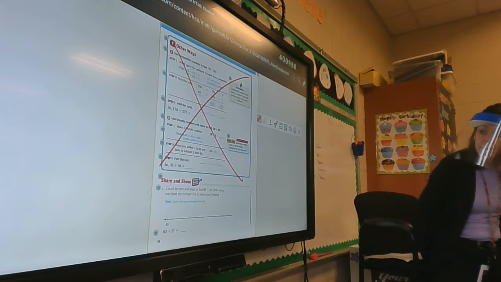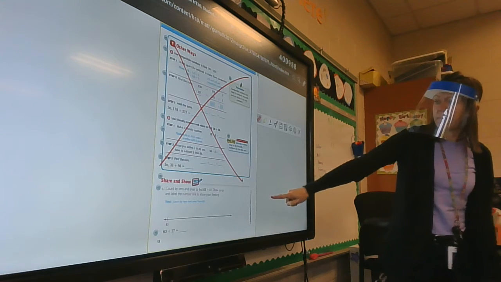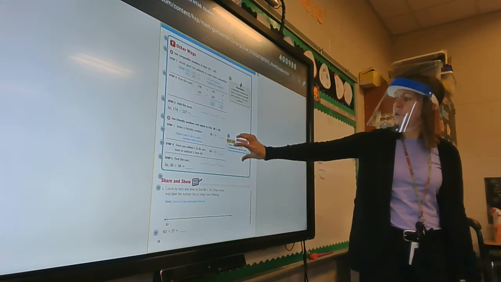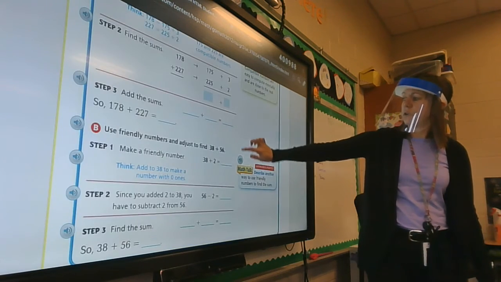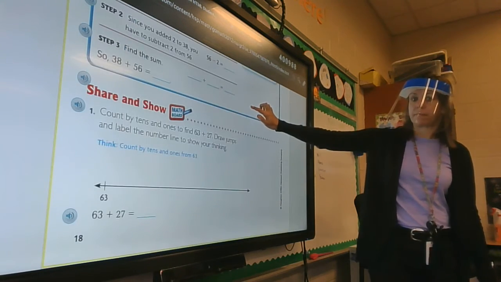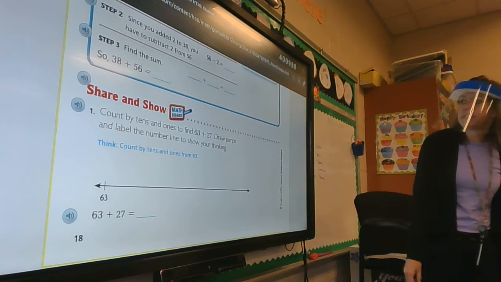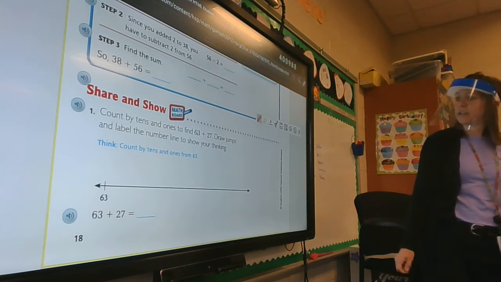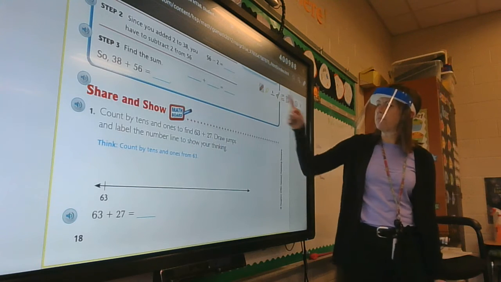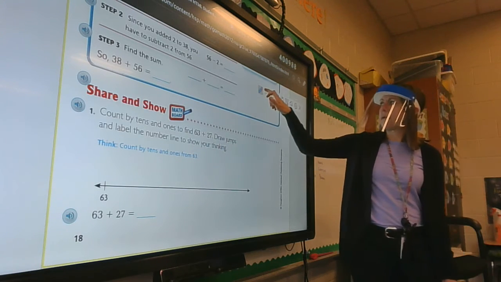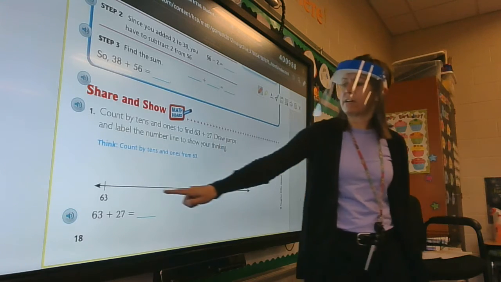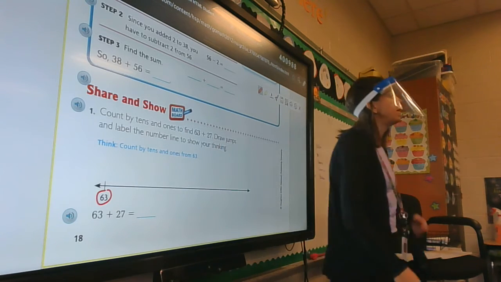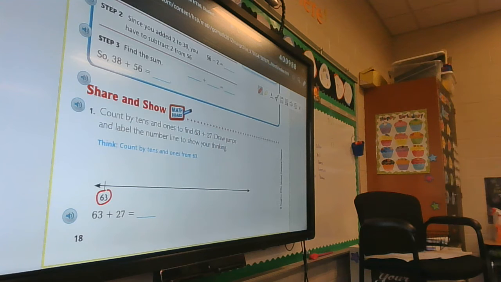Okay. So at the bottom, we have another number line to try. Count by tens and ones to find 63 plus 27. So it's going to be very similar to what we just did. They even help us this time by starting with 63. So how big is our first jump? How much, let's start here.